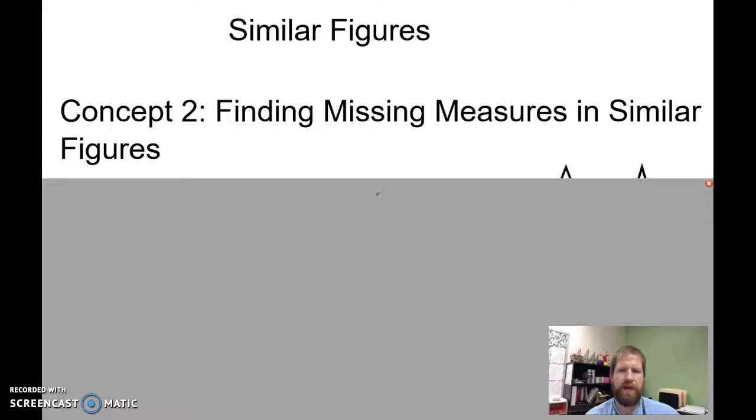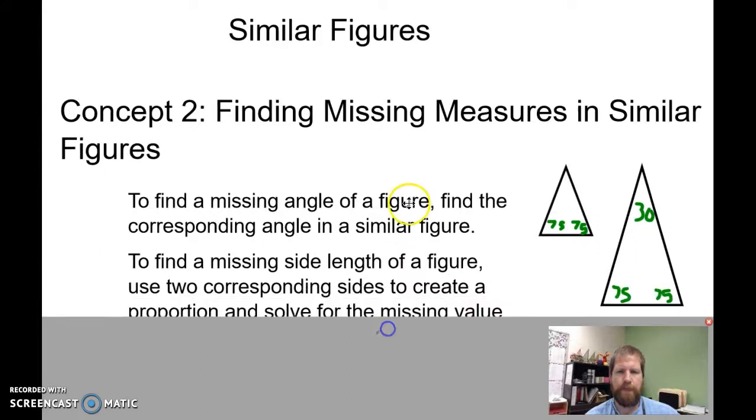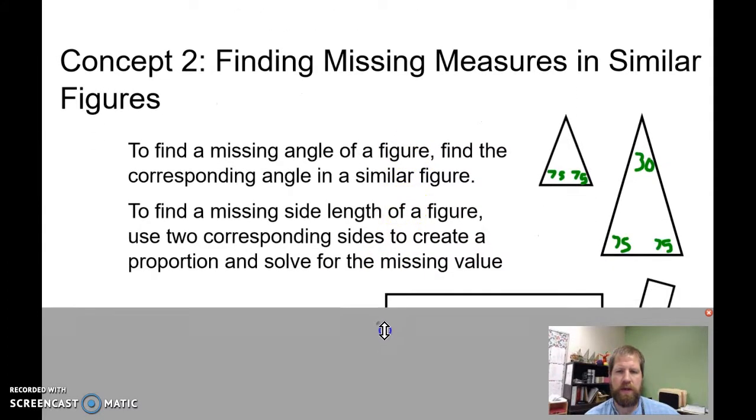Concept 2, finding missing measures in similar figures. Just like we did in the last video, finding the missing angle of a figure is as simple as finding which angle corresponds to your missing angle.